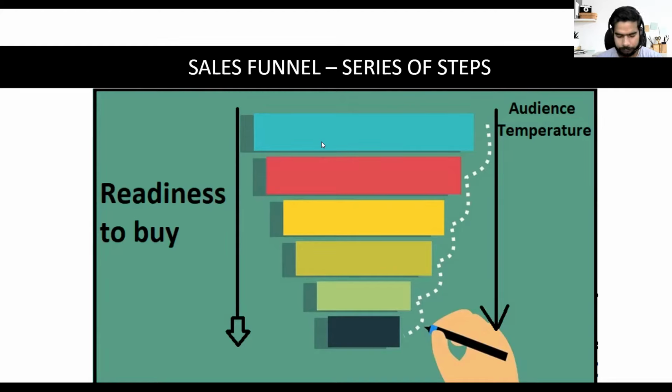Then marriage comes, right? So in terms of Facebook, we call it audience temperature. People at the top, people who don't know you, are called a cold audience. They are called a cold audience for you because they don't know you, they have heard nothing about you. Now let's say once they know you, they have registered for your ad, they have seen your ad, they visited your landing page, then they become a warm audience for you.